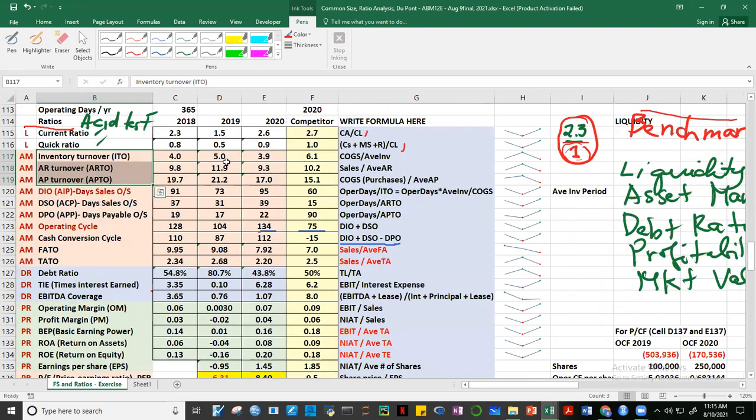Now si ITO, may pinsan yan. Ang pinsan niya si Days Inventory Outstanding. Okay, Days, sorry, this should be Days, not sales to, no? Days Inventory Outstanding. So, ang company natin, 3.9 times a year nako-convert into finished goods and then sell. That's equivalent to 95 days yung isang cycle.